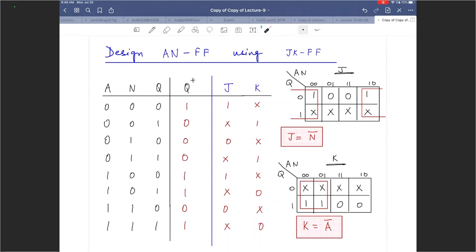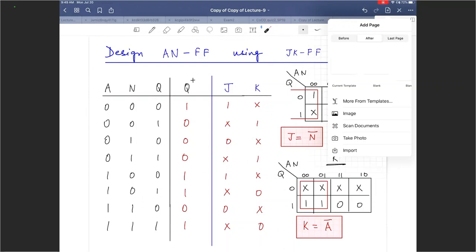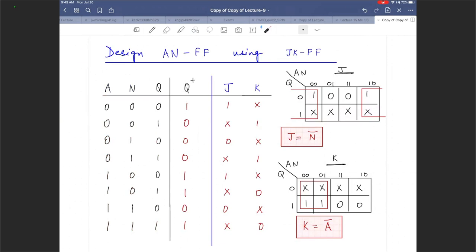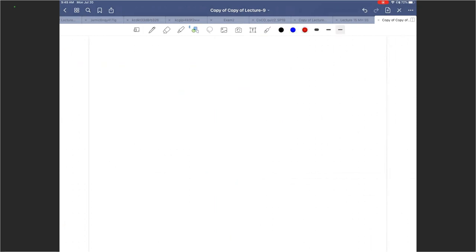What is left? I just need to sketch the AN flip-flop out. That's the only step that is left. So let's do that on the next page here. Alan, I still have one more question to ask you. Would you like your AN flip-flop to be positive edge triggered or negative edge triggered? Positive. Are you given a JK flip-flop which is negative edge triggered or positive edge triggered? Okay. So what we have is a negative edge triggered JK flip-flop.